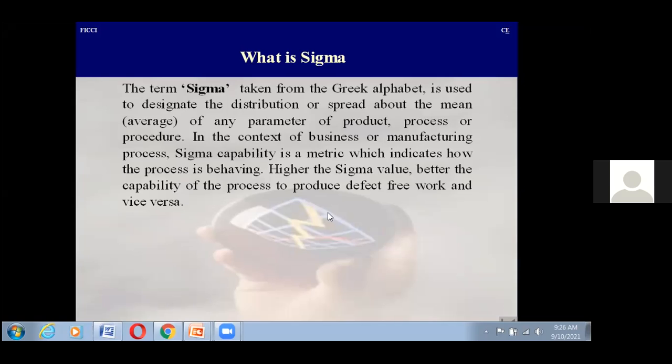So in this context of business or the manufacturing process, we can call sigma the capability of a metric, which indicates how the process is behaving around a mean value. We set the mean value, we have the specification limits. So we observe how our process behaves within those specification limits around that mean value. That is how we study Six Sigma.